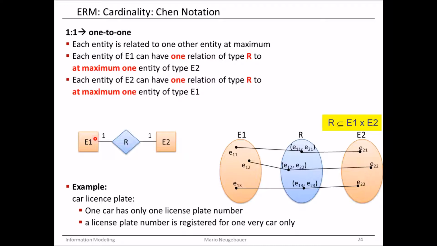Be careful when you think about these cardinalities. An example is that you have a car license plate, and a car license plate can be issued to one car, and if you look onto one car, a car has only one license plate number. So this is a one-to-one relationship, a one-to-one cardinality, because a car is assigned one license plate number, and the license plate number cannot be found on two cars, it can only be found on one car. Therefore, we have the one-to-one cardinality here.